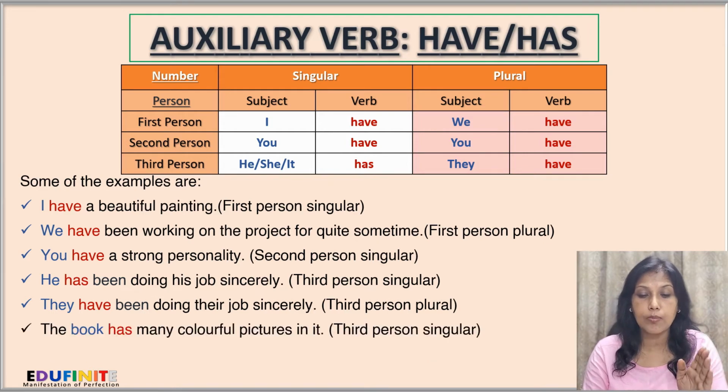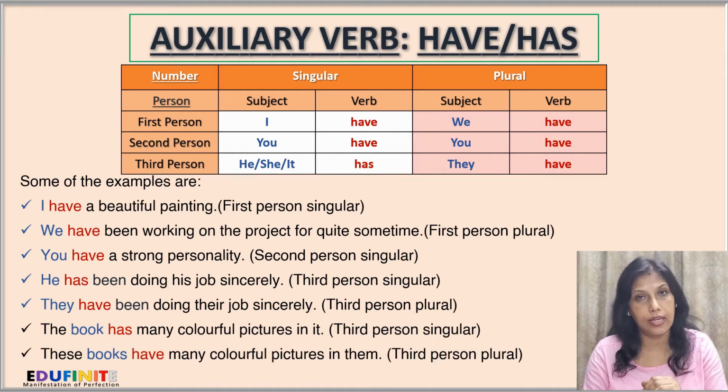The book has many colorful pictures in it. The subject book is third person singular. Hence it goes with the verb has. Next, these books have many colorful pictures in them. So here books is third person plural. Hence it will go with the verb have.